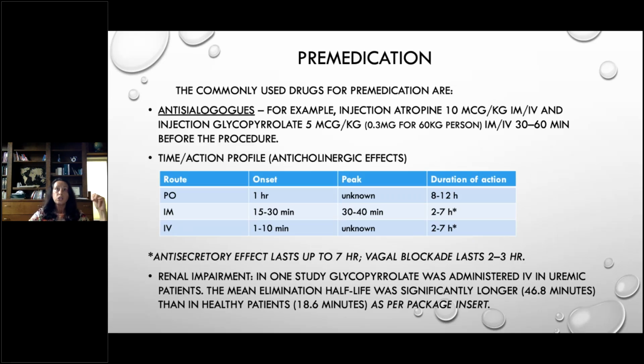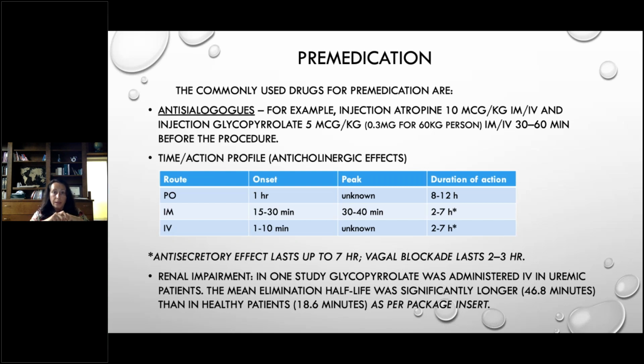So frequently, historically, premedication was used to decrease the undesirable symptoms or to improve the patient's comfort. One of them is the anti-sialagogues like atropine or glycopyrrolate, which have anti-muscarinic effects. And they are used to decrease secretions, and they were used to reduce the risk of laryngospasm or bronchospasm. If administered intravenously, their effect is quite fast. The onset is around 1 to 2 minutes, maybe up to 10 minutes.